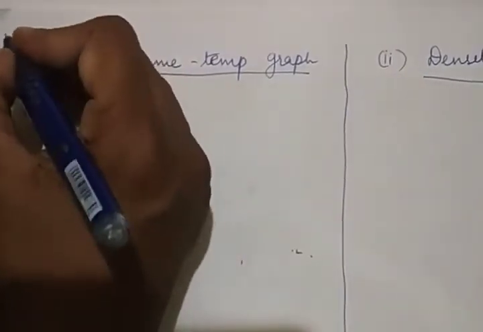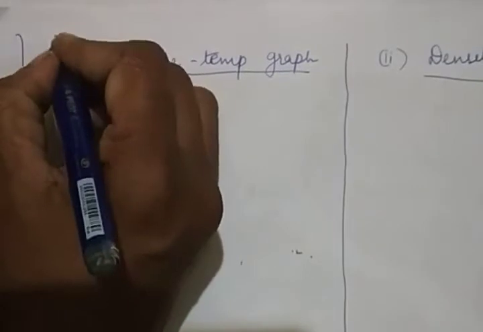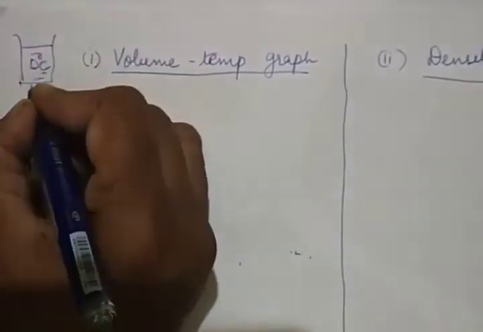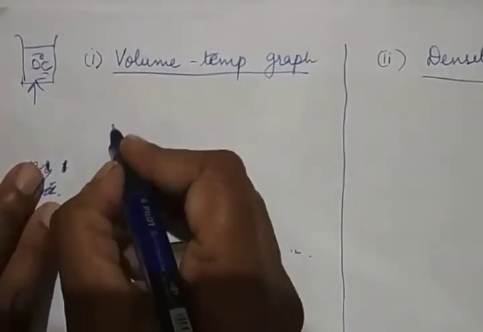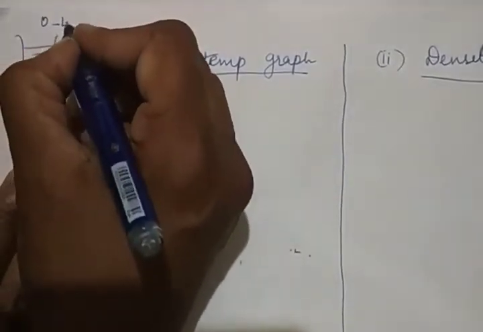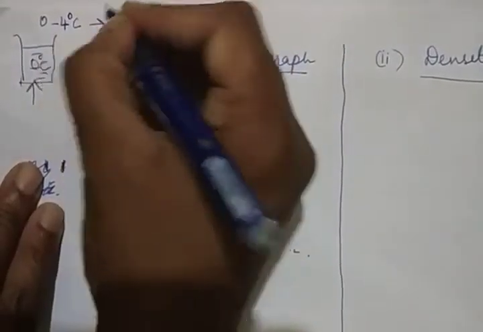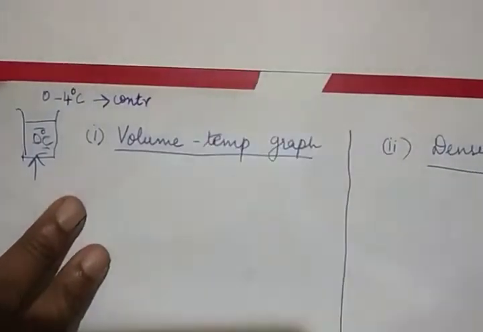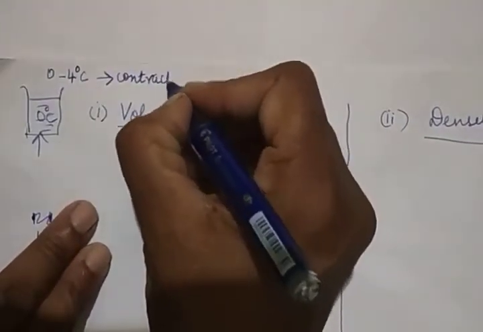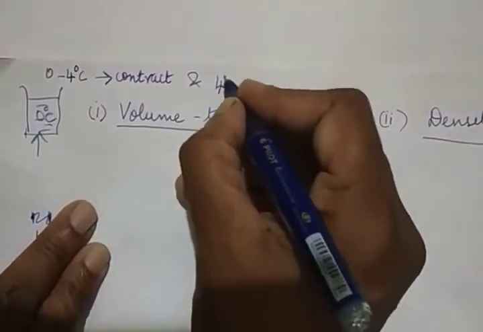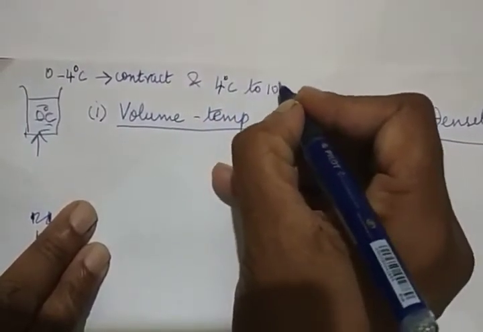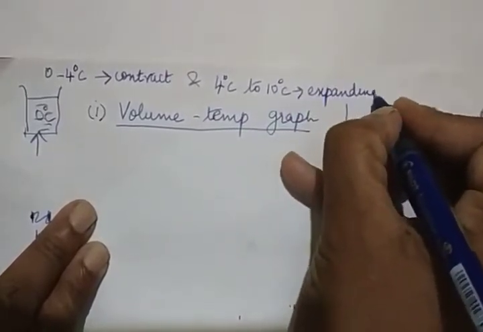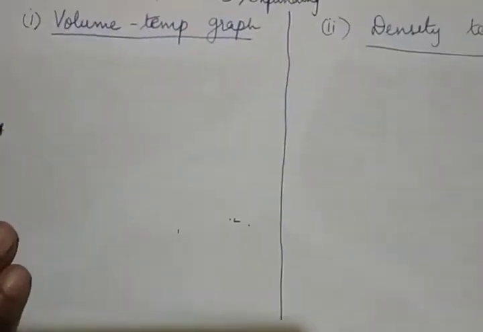Now suppose you took water in a beaker. Initially it was at 0 degrees Celsius and you kept heating it. Now what will happen? Between 0 to 4 it will contract, and from 4 to 10, okay, we are doing 0 to 10 degrees Celsius, it will start expanding. So how will the graph go for this now?